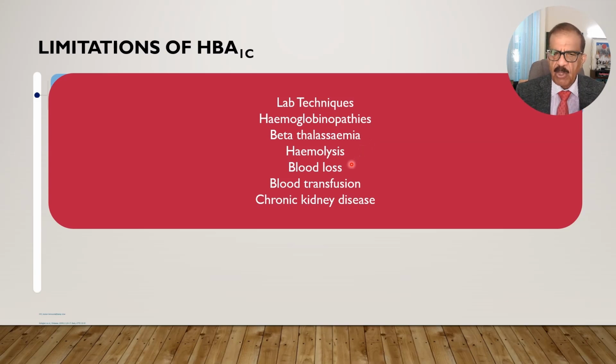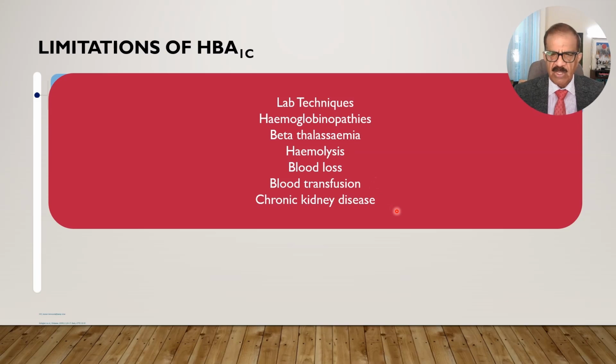When there is a hemolysis, the cells which have this glycated hemoglobin are destroyed and the new cells which are formed are not glycated. So again, during hemolysis, hemoglobin A1C would underestimate your glucose. Blood loss, same thing. And blood transfusion: if you receive blood transfusion and the donor is maybe a healthy person, of course, his HbA1c will be normal. So then the patient's HbA1c will be again underestimated.